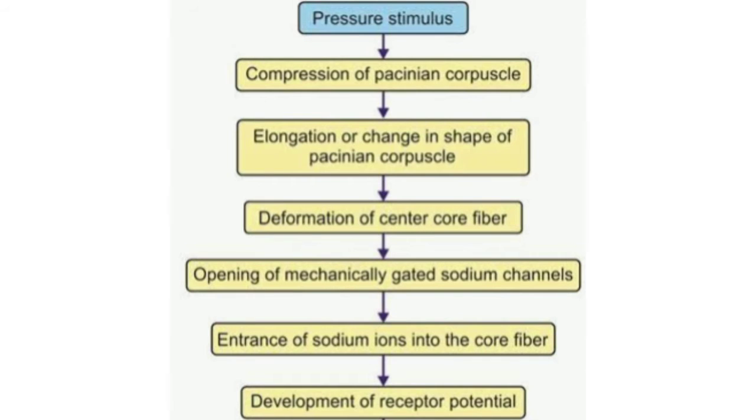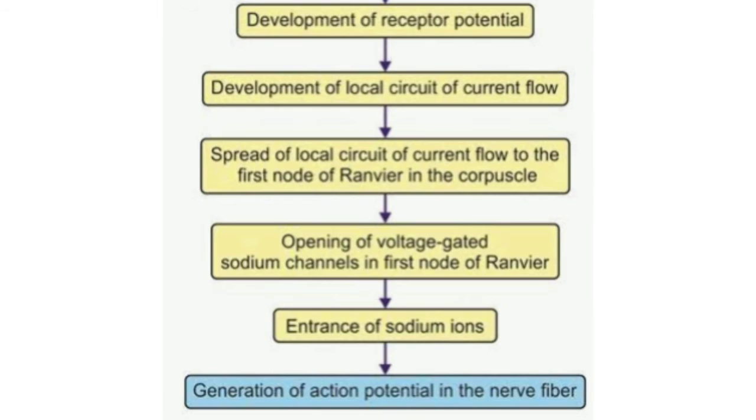Example, pressure stimulus is applied and it is sensed by the Pacinian corpuscle, which is the receptor for pressure. There is change in the shape of the Pacinian corpuscle, and deformation in the central nerve core fiber, opening of mechanically gated sodium channels, and there is influx of sodium ions, and the receptor potential is produced. A local current is produced, and the voltage gated sodium channels open. There is further influx of sodium ions. Finally, there is generation of action potential in the nerve fiber.